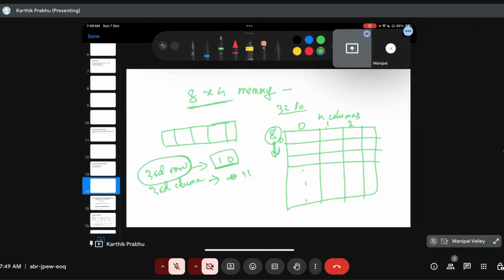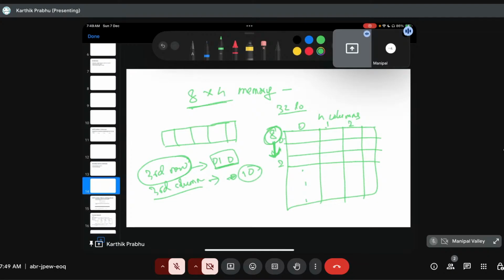But one thing to keep in mind is that the total number of rows is 8. No, my bad. This third row is this, so this will be 0, 1, 0. And this third column, 0, 1, 2, will also be 1, 0. So both are going to be 1, 0.